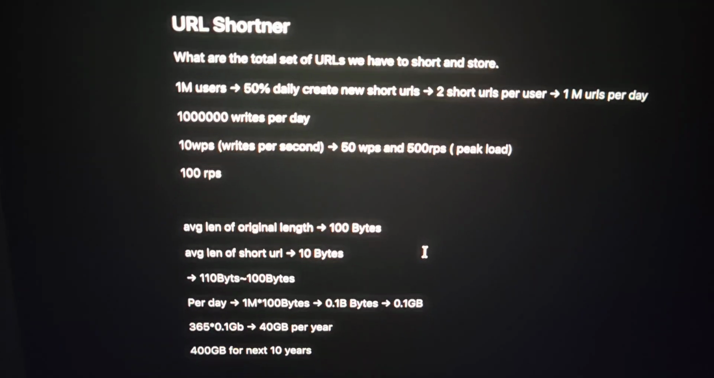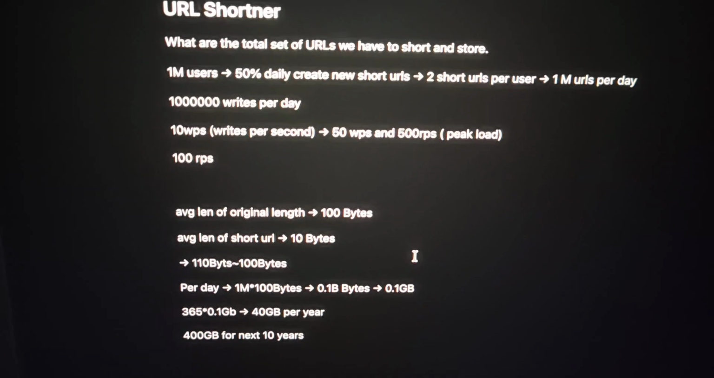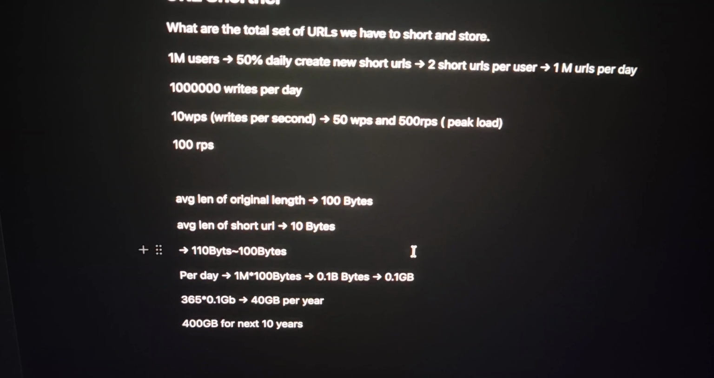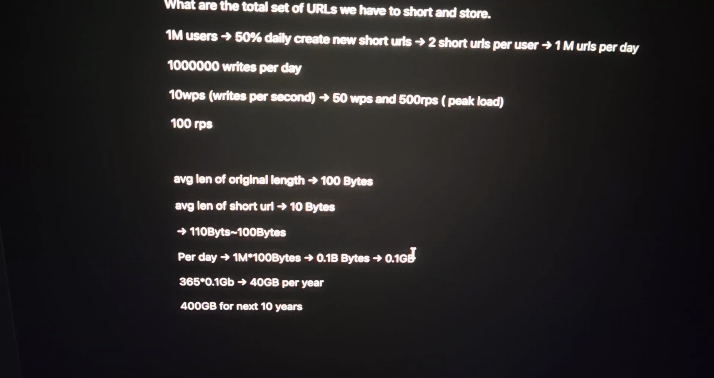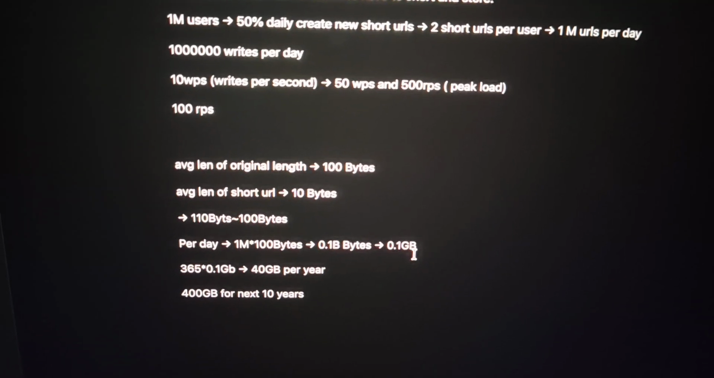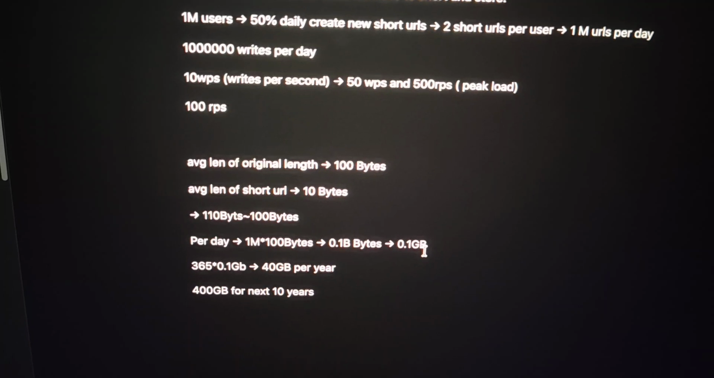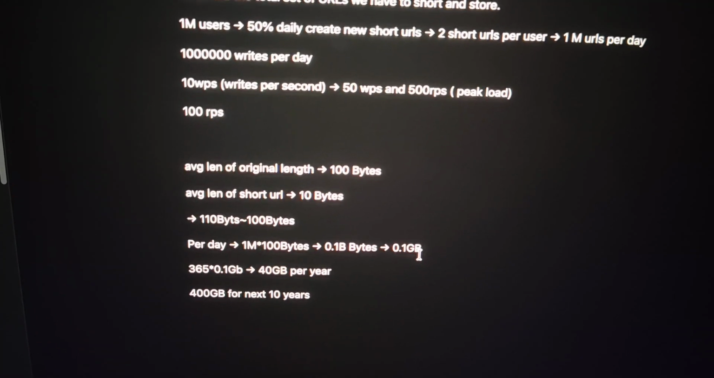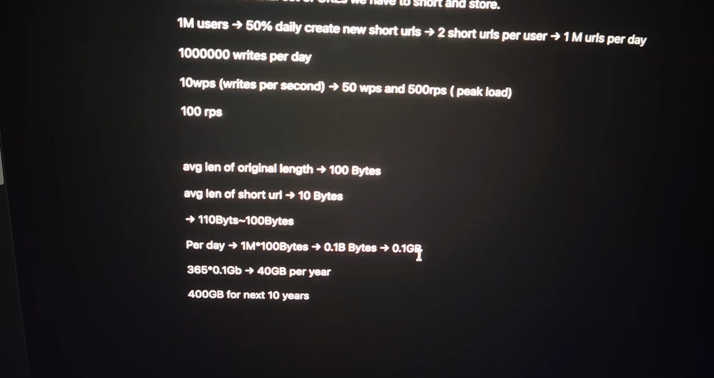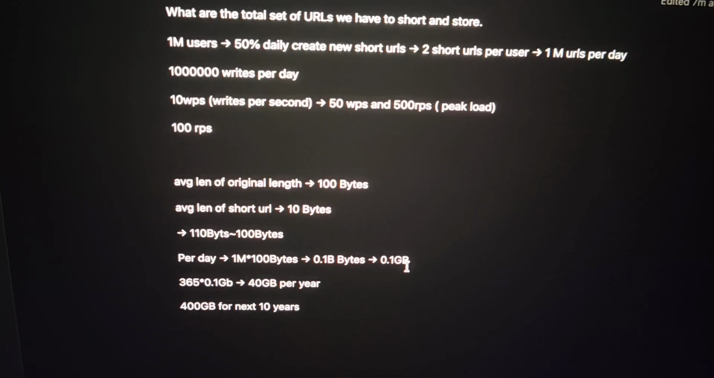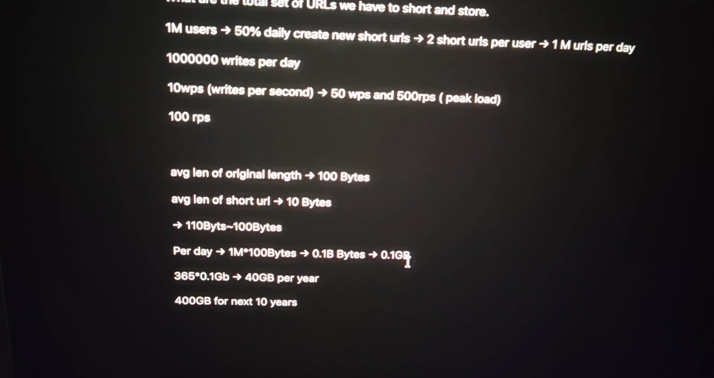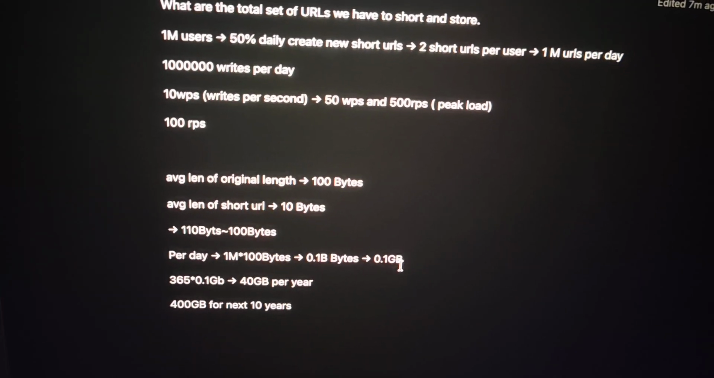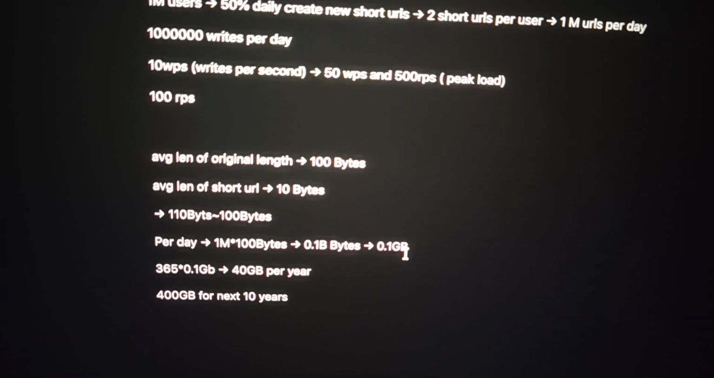And then I did a simple URL shortener design. You have 1 million users, and 50% of them create a new URL daily. They create on average 2 URLs, so you have 1 million URLs per day. Then you have 10 writes per second and 100 reads per second on average.